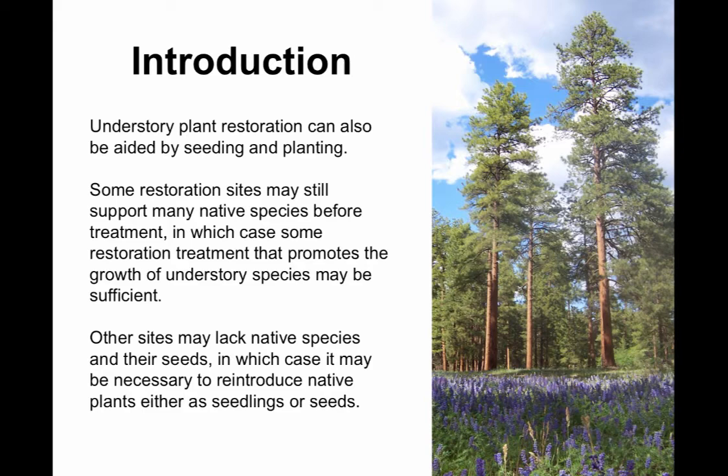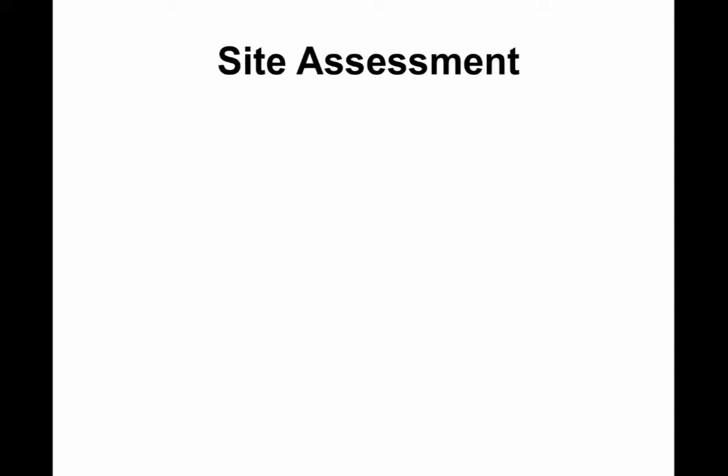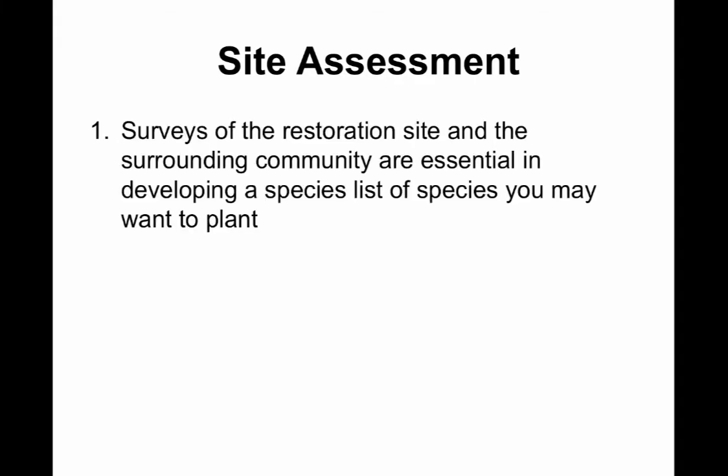And then there's going to be other instances, in other sites, where we may lack those native species and their seeds. The seed bank may have been consumed in a high severity wildfire, for instance. And so in that instance, it may be necessary to reintroduce native plants either as seedlings or directly as seeds. Okay, and so one of the first things you're really going to want to focus in on, as with any kind of restoration plan or restoration treatment, is you're really going to want to have a good site assessment.